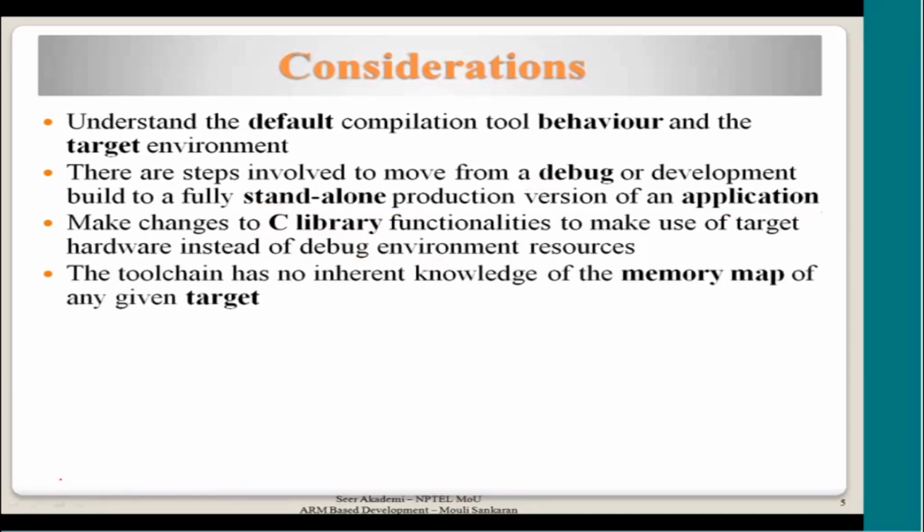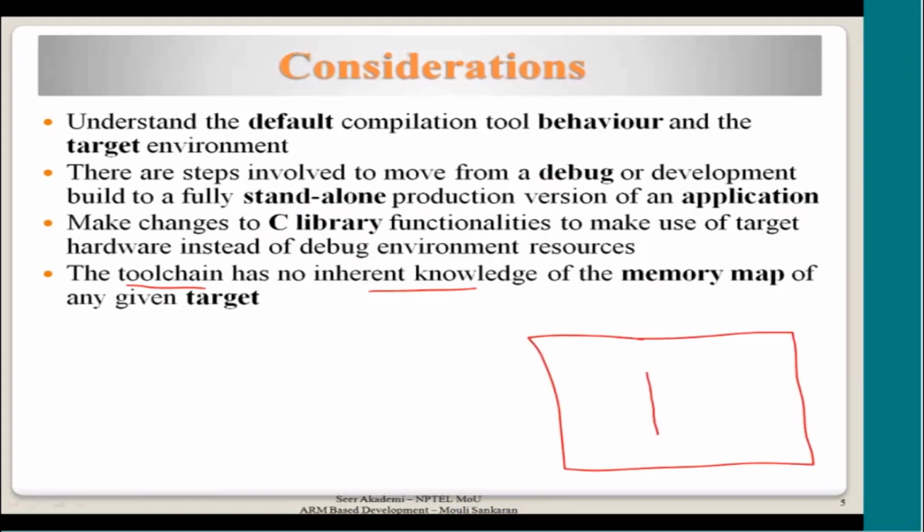The toolchain has no inherent knowledge of the memory map of any given target. Always the toolchain is developed for generic hardware, a generic memory map. It could be anything. The tools cannot be built for a particular memory map. The tools, in the sense of compiler, linker, assembler, whatever tools you see, can generate output for any kind of memory map in the system. That means as long as it is within the 32-bit boundary, you can map the output of any linker or any compiler to any memory map as per your choice in the target hardware.